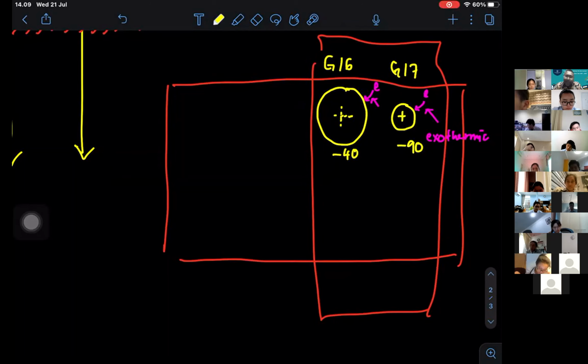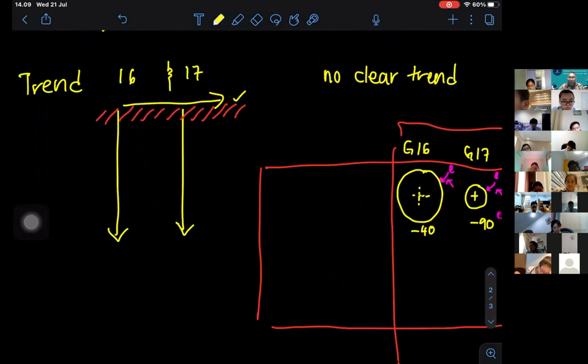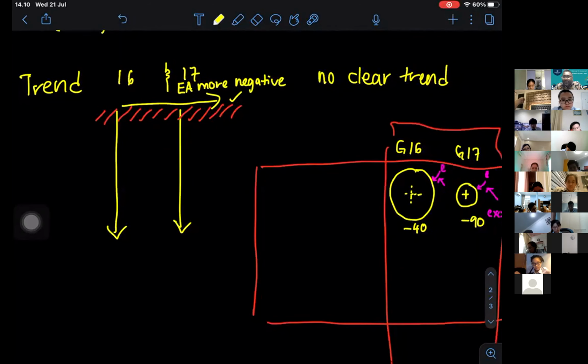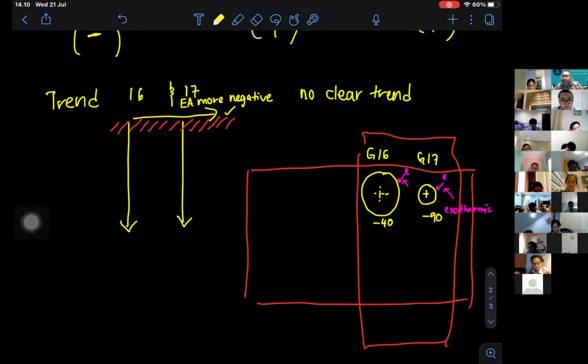-90, -40. So what conclusion can you come to over here? The conclusion is, as you go across, the first electron affinity is going to become more negative. I hope you understand this. They are going to be more negative as they go across. Why? Because they can form bonds better.